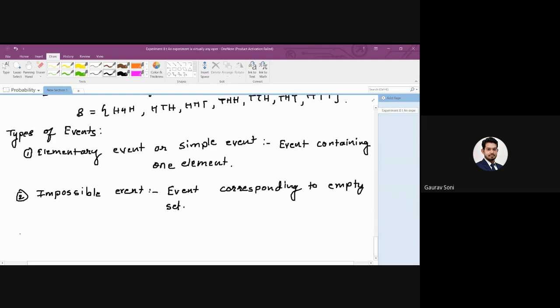Third, sure event or certain event. Which event is certain always? Even without performing the experiment, you can say that this is going to be the outcome.